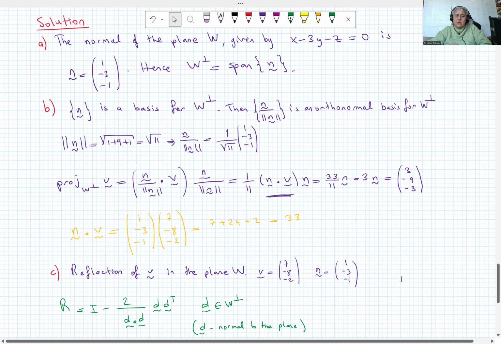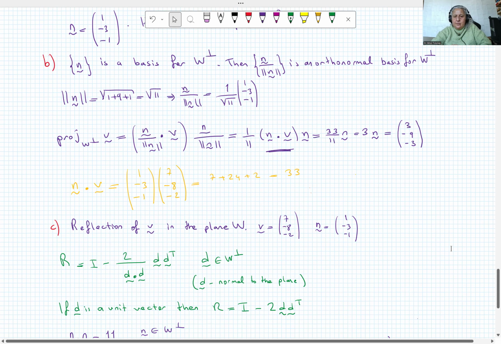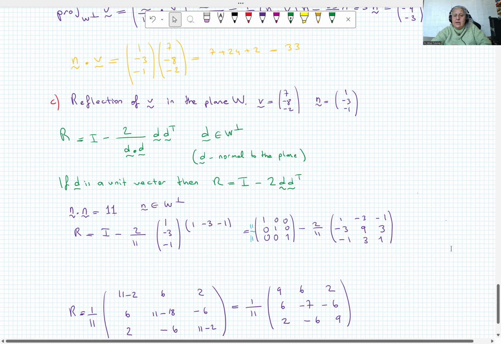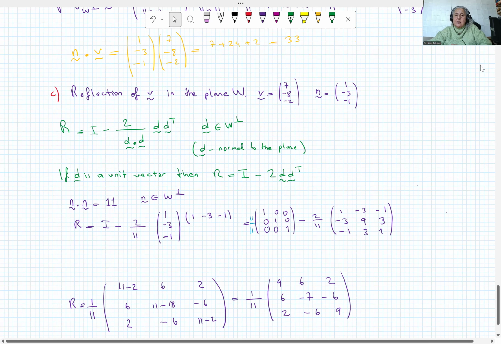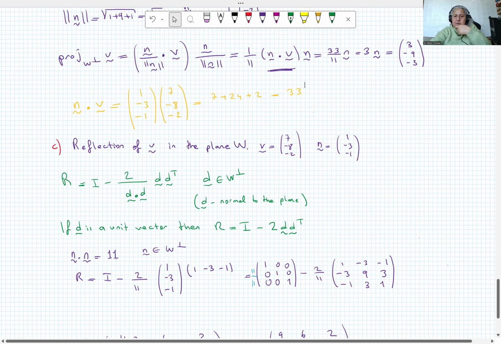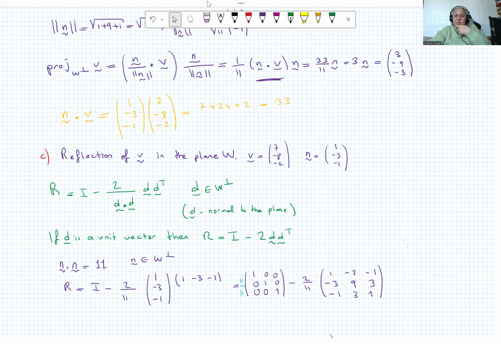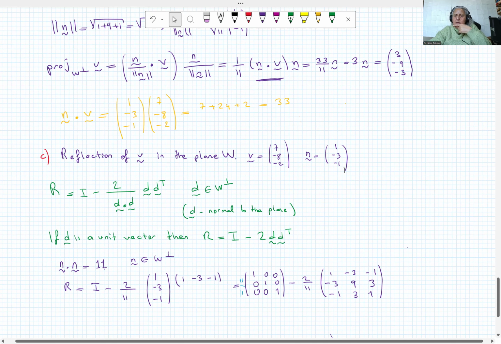And the last part of this question asks for the reflection of V in the plane W, with respect to W. Same idea in this question, but I calculate the reflection by using the reflection formula. D is the unit vector. D is the normal to the plane. So D here will be 1, minus 3, minus 1. Maybe I should have called this one n. This was the normal vector.